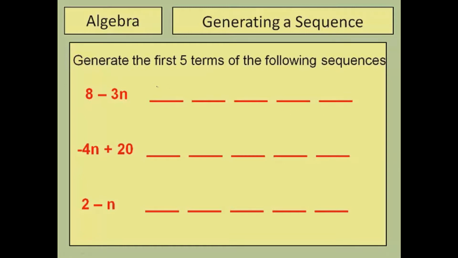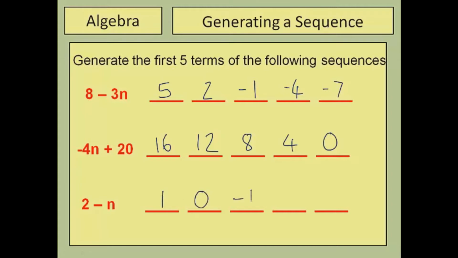Okay, here are the answers. For this first question here, the answers go 5, and then 2, then minus 1, minus 4, and minus 7. For this next question, you have 16, 12, 8, 4, and 0. And for this final question, you have 1, 0, minus 1, minus 2, and minus 3.